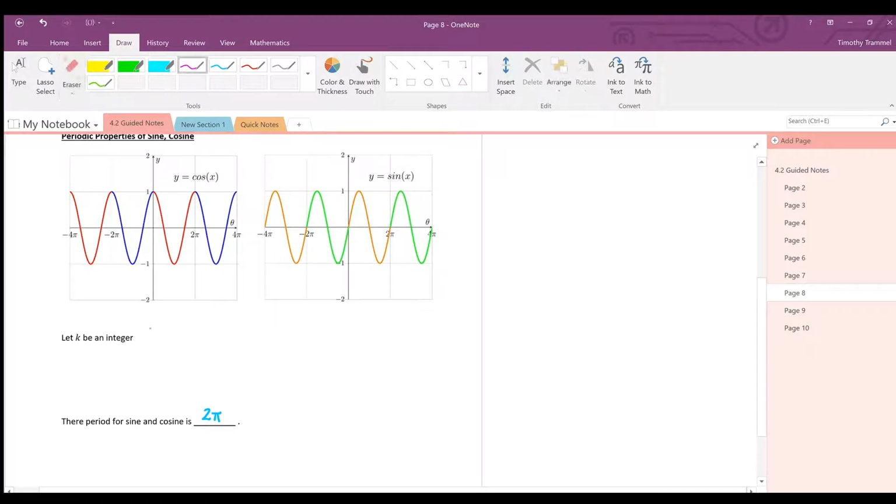So what I mean is cosine of t plus 2 pi k and sine of t plus 2 pi k are just equal to, well, the top one's equal to cosine of t, and this one's equal to sine of t. And you might see that word that we mentioned recently, integer. So just remember that the integers are the whole numbers and their opposites.